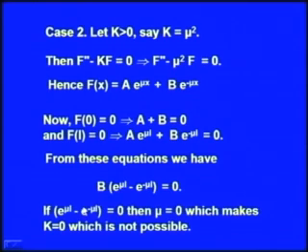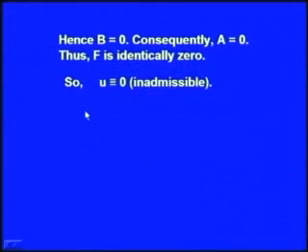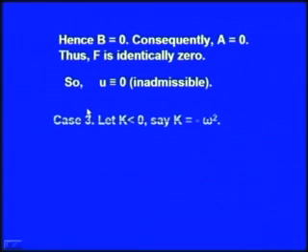So, when b is equal to 0, a plus b equal to 0 gives us a equal to 0, and hence again f is identically 0, and when f is identically 0, naturally u is also identically 0, which is inadmissible. So, this case is also discarded.